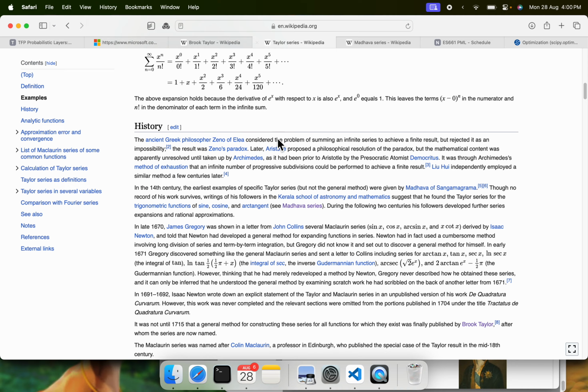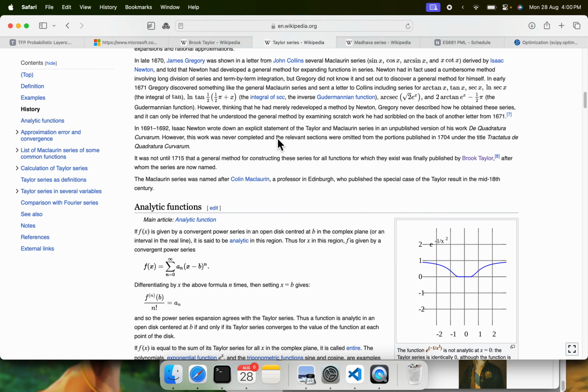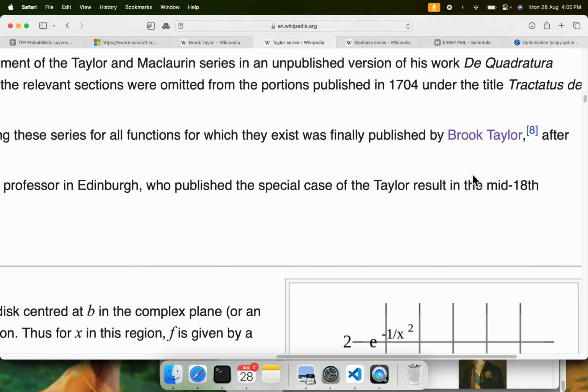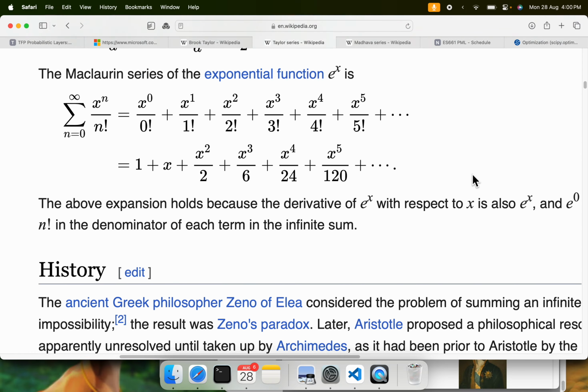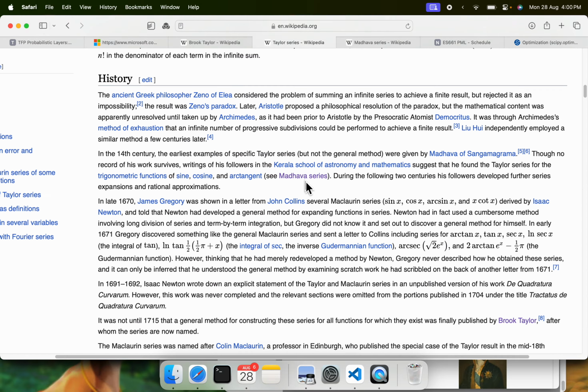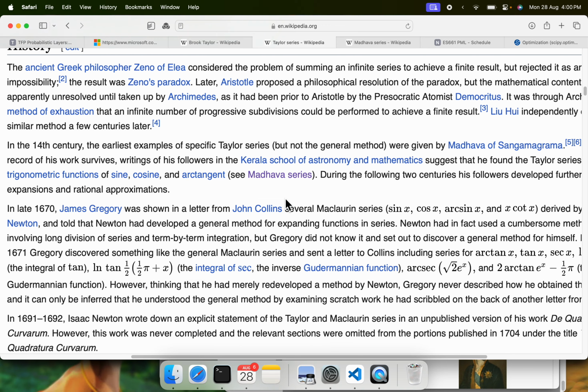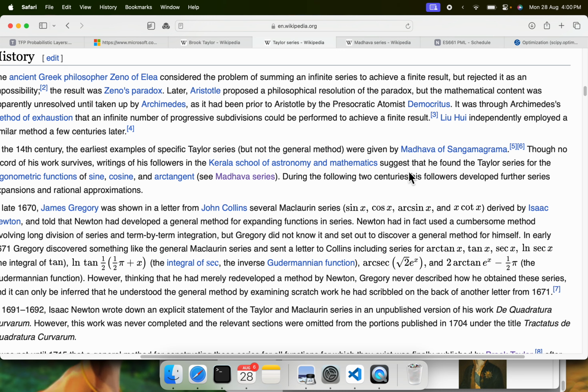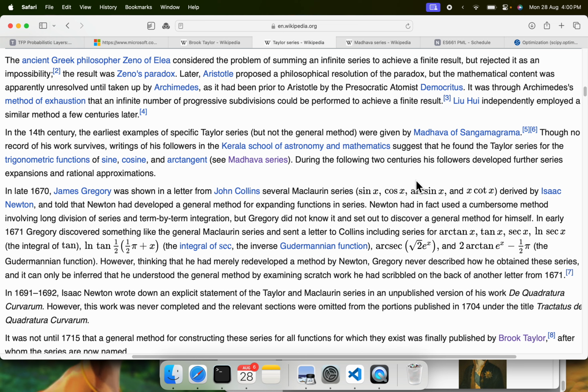That's where I figured out that there is this particular scientist called Brook Taylor, right? So this is where Brook Taylor is being mentioned, right? But interestingly, if you go through this history article in Wikipedia, it mentions that in the 14th century, there was someone known as Madhava, not our TA, some other Madhava from Kerala. And it says that he found the Taylor series for trigonometric functions of sine, cosine and arctangent. Right? This is the 14th century, and in 1670 James Gregory and John Collins found several Maclaurin series. So Maclaurin is another scientist's name. Then Isaac Newton also independently discovered these things. It mentions Newton had a cumbersome method involving long division to find these things.